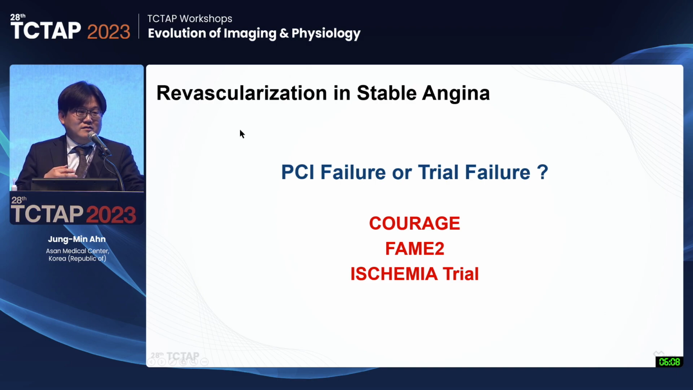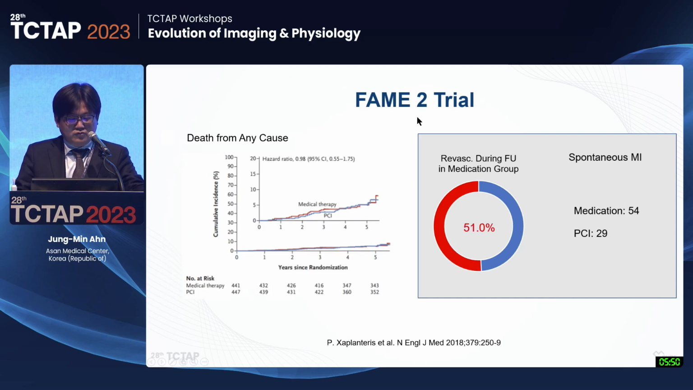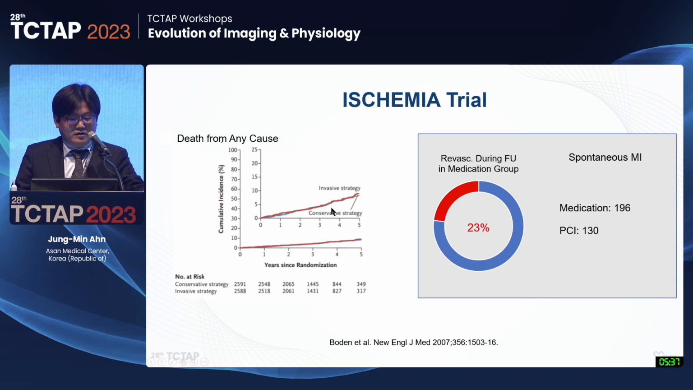So let's look at the other story, revascularization in stable angina. In the COURAGE trial, 2,000 patients were enrolled during 7 years. PCI versus medical treatment, no difference. The spontaneous myocardial infarction, no difference. In the FAME2 trial, early termination, 800 patients enrolled, up to 5 years, there was no difference, but spontaneous myocardial infarction was reduced by PCI if FFR was positive, less than 0.8.